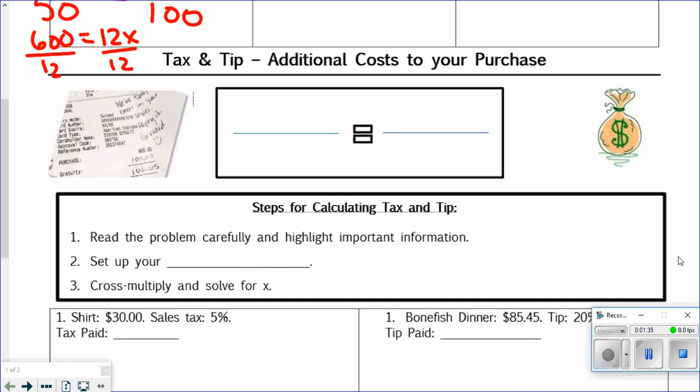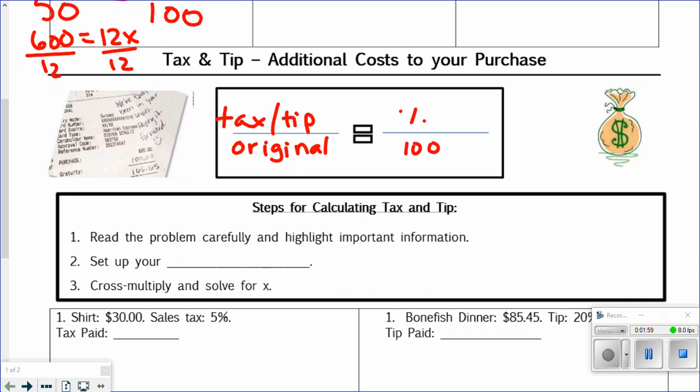Alrighty, moving forward. So, just like our part over whole equals percent over 100 formula, we're going to use a formula to find the tax or tip. Okay, so that's going to be tax or tip over the original equals percent over 100. And remember, when we're talking about tax or tip, they are additional costs to your purchase.